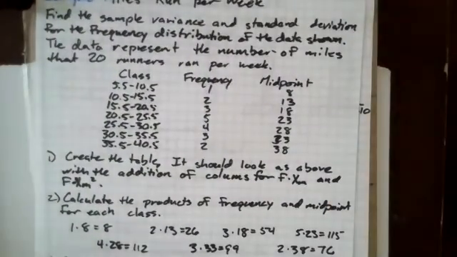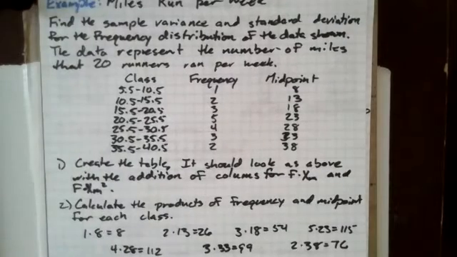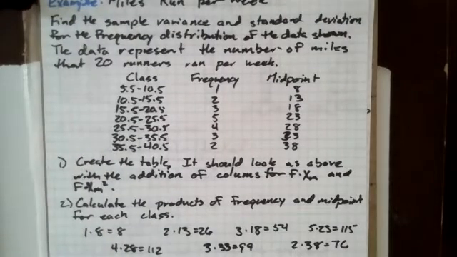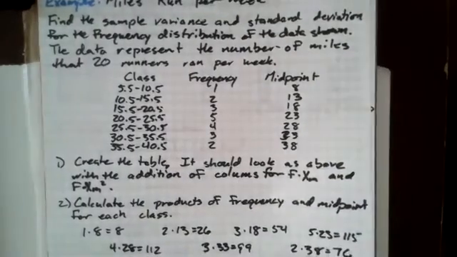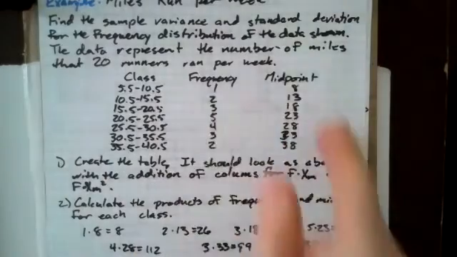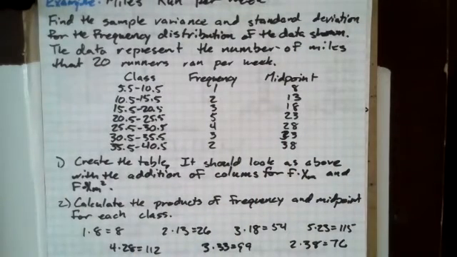So as an example, we'll find the sample variance and standard deviation for the frequency distribution of the data shown. The data represent the number of miles that 20 runners ran per week. So first we're going to create the table. It's going to look like this table, except we'll have columns for f times xm and f times xm squared, and we've already got the midpoints calculated in here.